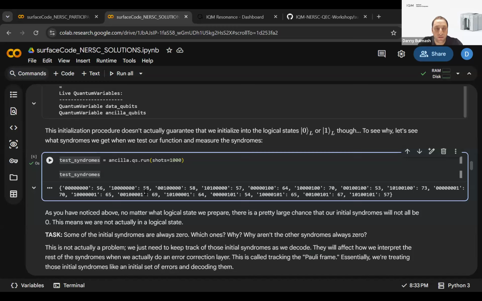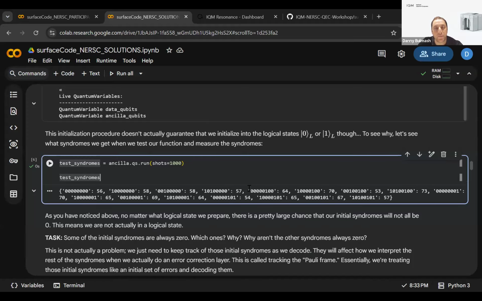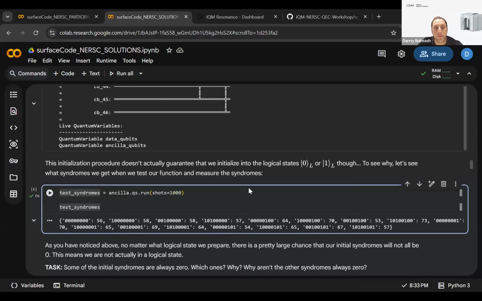Now, I'm going to offer a question to everyone to think about. This is a list of measurement values for the ancillas. Some of the ancillas, if you look carefully at this list, are always 0. And this is a noiseless simulation, just remember. And some of these ancillas can be 1. So one question is, which of these are always 0? I'll give you a minute to think about that first.